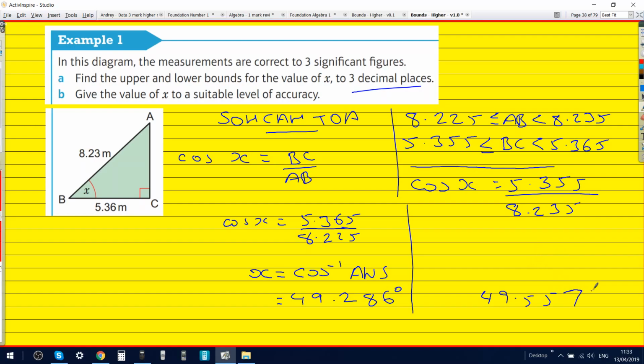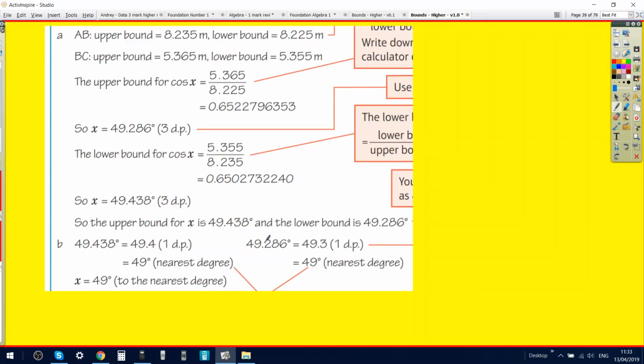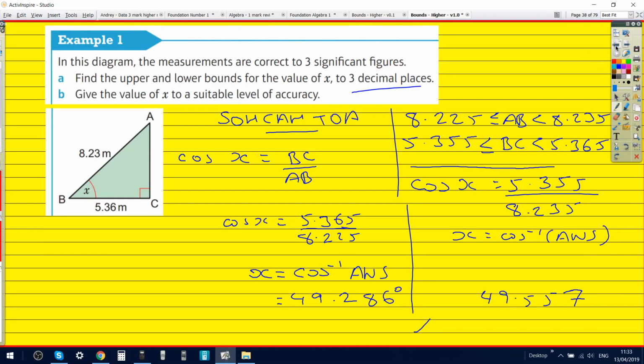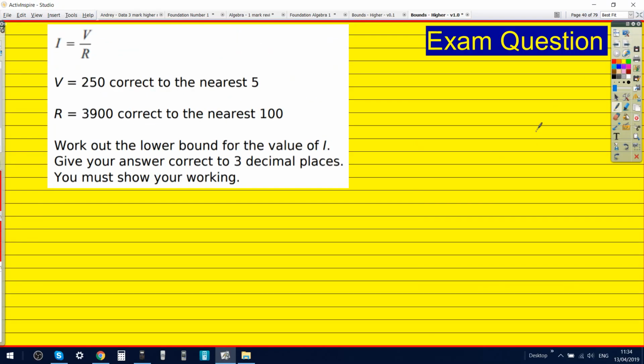Sorry. 7. So which number was bigger? Which number was smaller? Left one's smaller, sorry, and the right one's the upper. Yes, and so that means that the original one was the lower bound, and this one was the upper bound. That's fine. Any questions there? No, that's good. So let's just take a look. 49.557. So 5.365 over 8.225, yeah, and then 5.355 over 8.235, yeah.